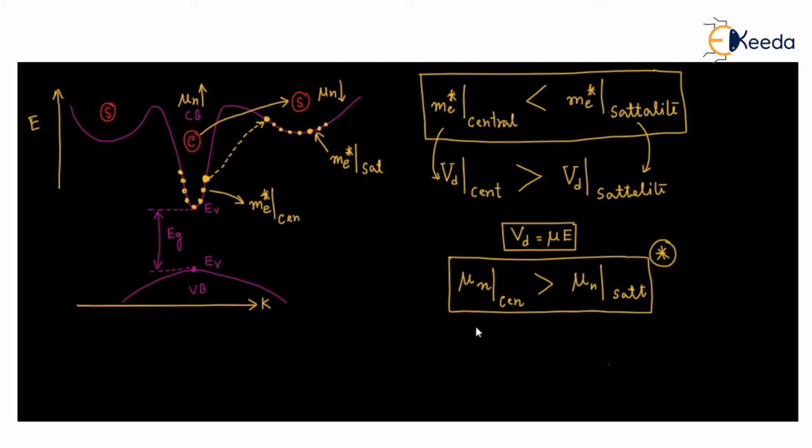Now, if we draw the Gunn characteristics, it will look like this. That is, we have told that according to the Gunn effect, after some value of the electric field, the current in the device will become oscillatory. That was the Gunn effect.